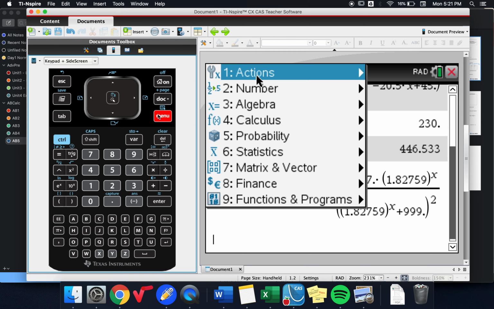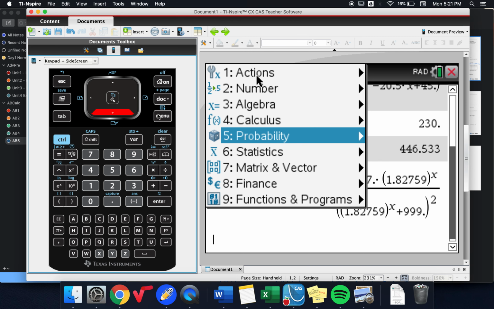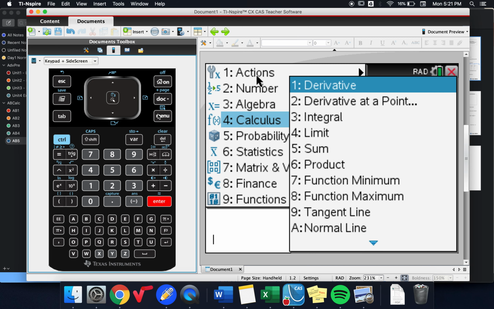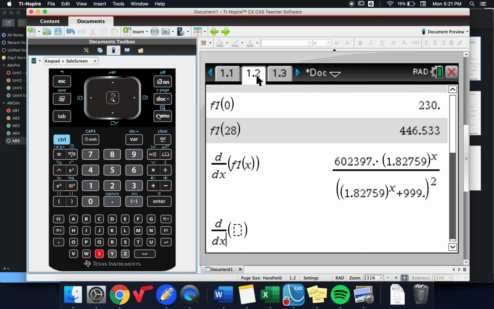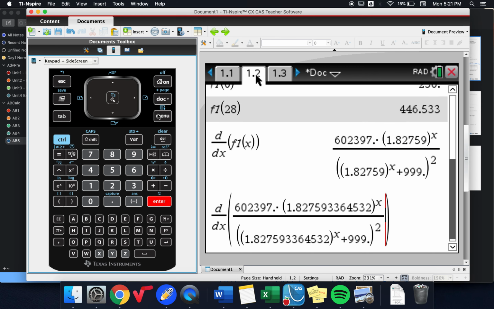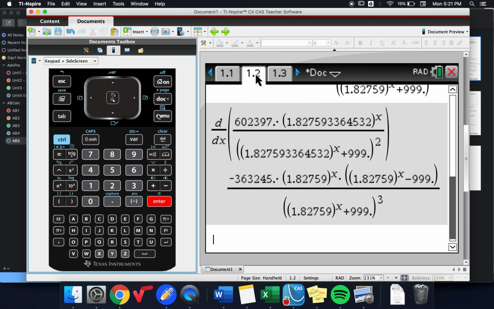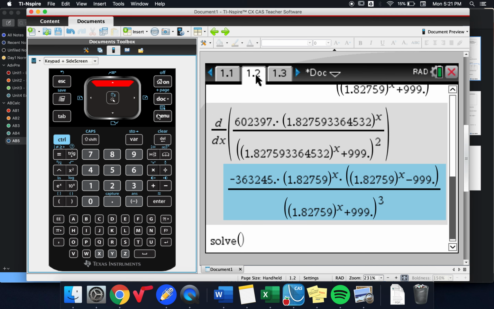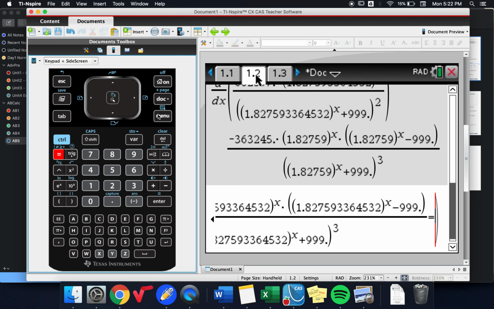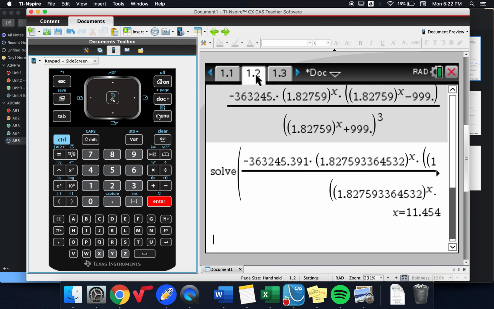Then I can do that again. So I'm going to go menu, calculus, derivative with respect to x, and this time I'm going to take the previous value. There's my function, and now I can solve this function equal to 0 with respect to x. And here is where my second derivative is equal to 0.